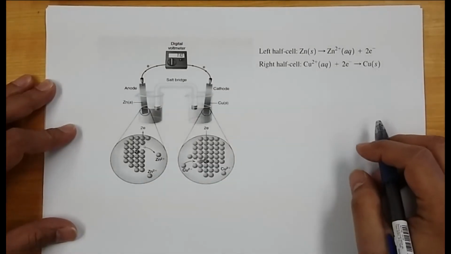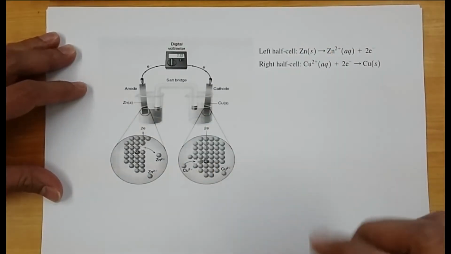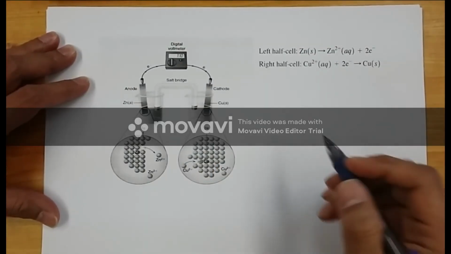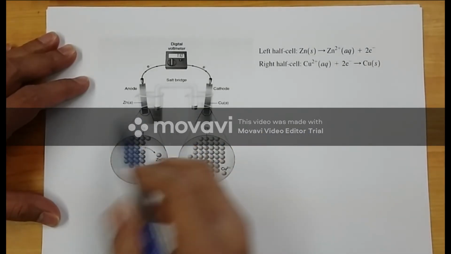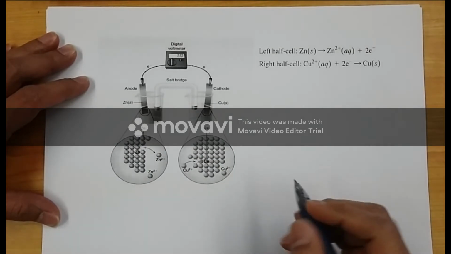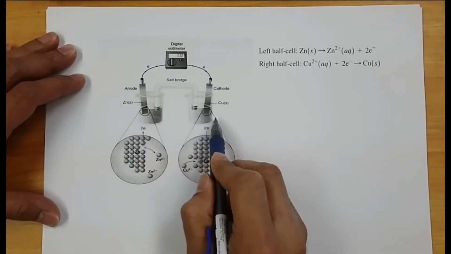Okay, so let's do some review a bit. We've been discussing the Daniell cell. Let's look at this Daniell cell sketch. You have the anode, which is always represented on the left, and you have the cathode on the right.